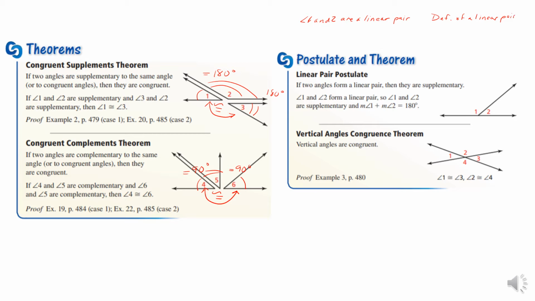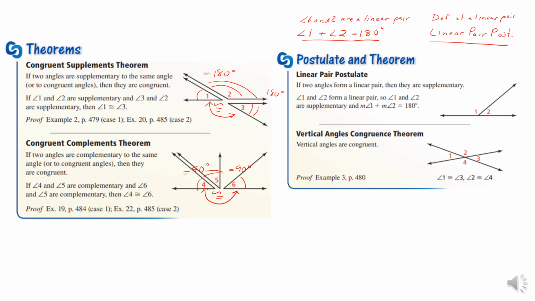Once you've done that, then you can say angle 1 plus angle 2 equals 180 degrees by the linear pair postulate. Now, it might be that you have to prove that they're supplementary. So instead of saying this, you would say angle 1 and angle 2 are supplementary, and you would use this same reason.